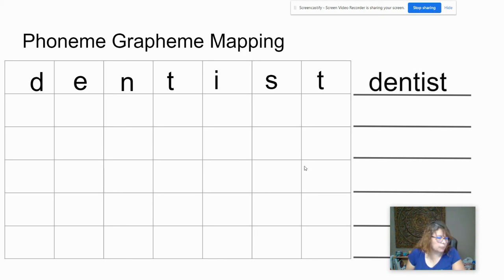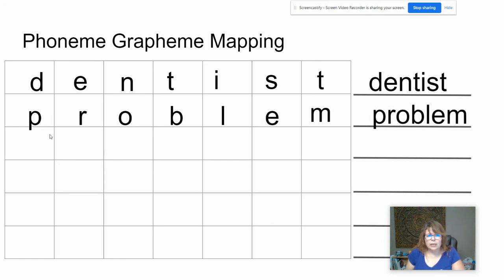The next word is problem. Now they each have their own sound, so they go in an individual box. The next word is napkin. N, a, k, i, n, napkin.